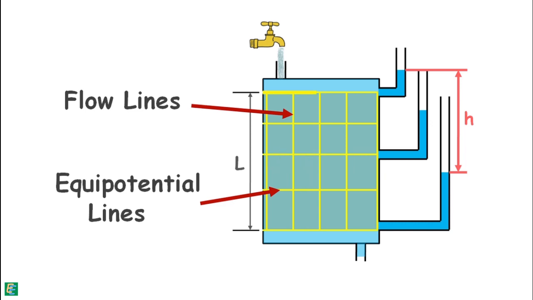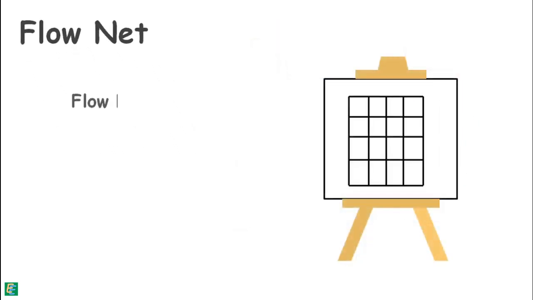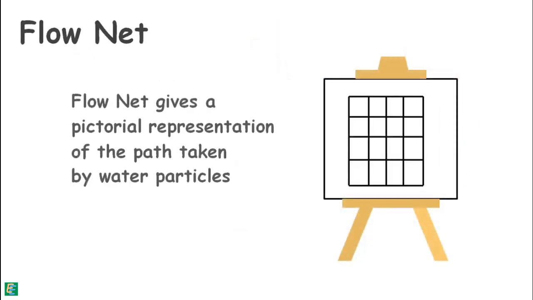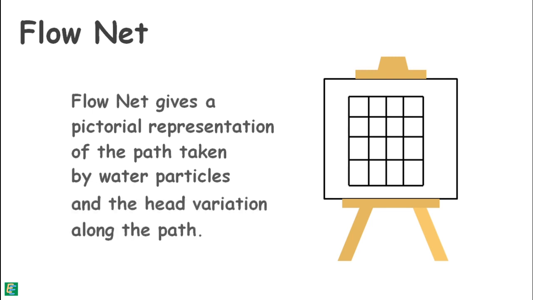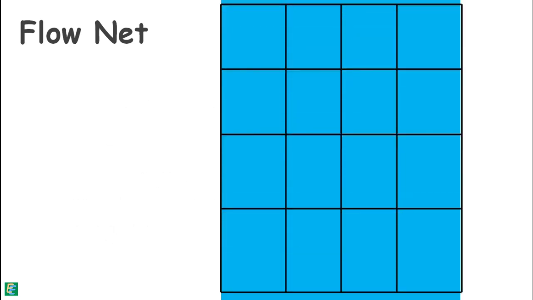Both of these lines, flow lines and equipotential lines, are crossing each other at right angles, and we say they are orthogonal to each other. We can see these lines form a kind of net, and this net is called flow net. A flow net gives a pictorial representation of the path taken by the water particles and the head variation along the path. This is a very simple flow net, and it is only for unidirectional flow in soil. But for multidimensional flow, the flow net may be very complex.